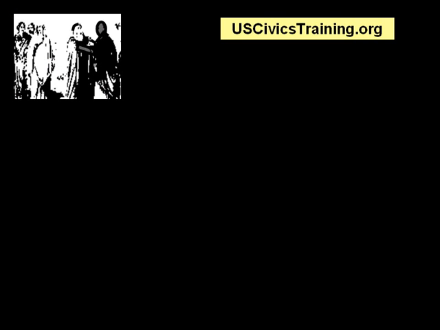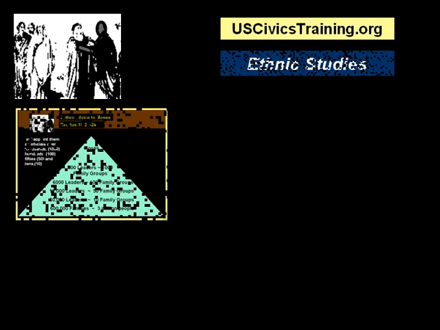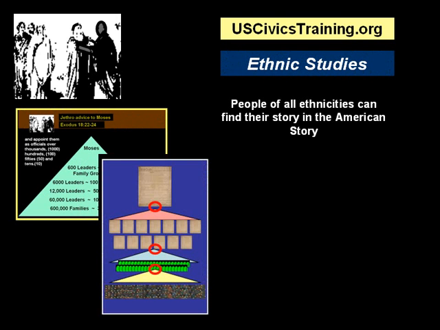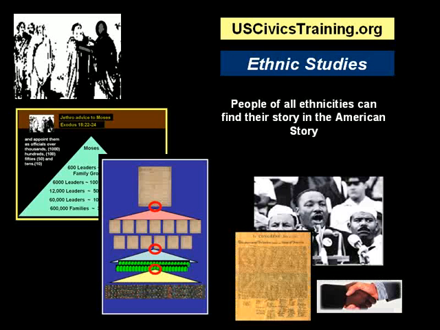One last exciting thing about all of this ancient advice from Jethro to Moses came through ethnicities of color. I would suggest to you that people of all ethnicities can find their story in the American story, as this ancient advice was put into the American constitutional system. At uscivicstraining.org, we've got a whole section on ethnic studies, people of color finding their story in the American experiment. This is another exciting part of the American constitutional system.